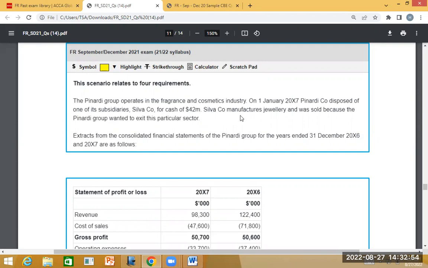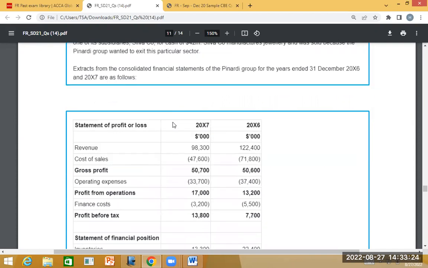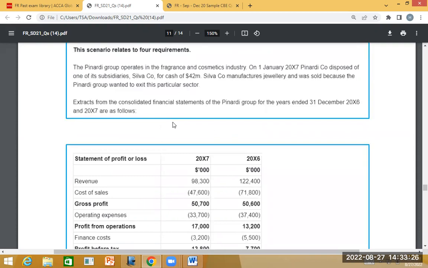Similar type of question. Silver manufactures jewelry. So now they both have been working in different industries. One is the fragrance and cosmetic industry. They are complementary, but they are different. Silver was sold because the Pinati group wanted to exit this particular sector. So the group wanted to exit from this jewelry sector, so that's why the parent has sold the subsidiary company with the name Silva.